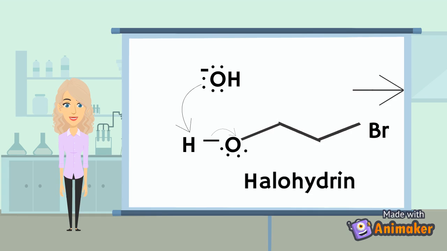Epoxides or oxiranes can be made by a similar mechanism from halohydrins. A halohydrin is a functional group where a halogen and a hydroxyl are connected by adjacent carbon atoms. For this mechanism, the halohydrin is the starting material. A base attacks the hydrogen in the hydroxyl group of the halohydrin.